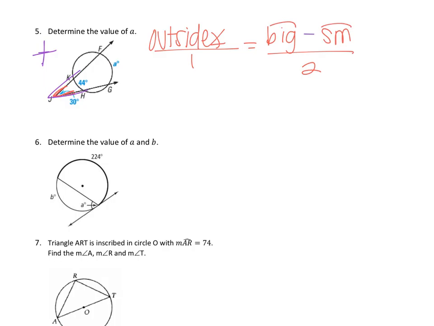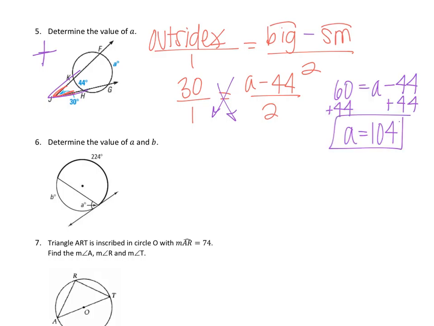Plug stuff into the appropriate spot. Find your angle. Is it the A, the 44, or the 30? Hopefully you said 30, that is the angle. Equals the big arc. Which one looks bigger, the A or the 44? Take away the small arc and put it over 2. From here, I'll let you solve and cross multiply. Pause the video while you're doing that. Check back in with me to see your final answer. So I found A to be 104 degrees.